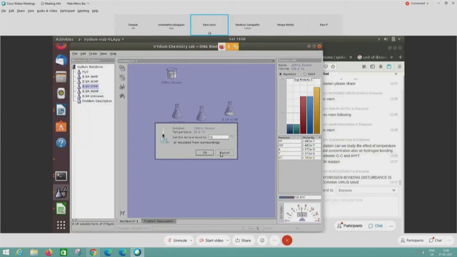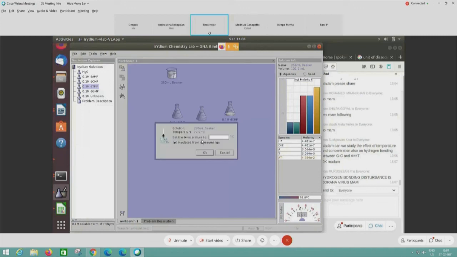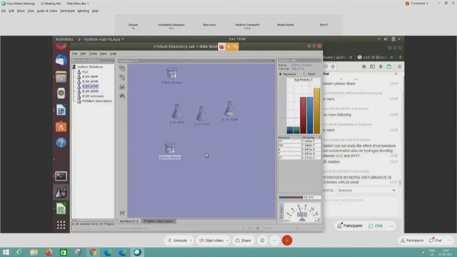Let us increase it further. Let's say 70 degrees, and it has further decreased. So we can do these kind of experiments. In fact, we will make it 90, so we can see a change, but I doubt whether it will say 80 at 95 degrees Celsius. So I'm not sure why it is showing so.